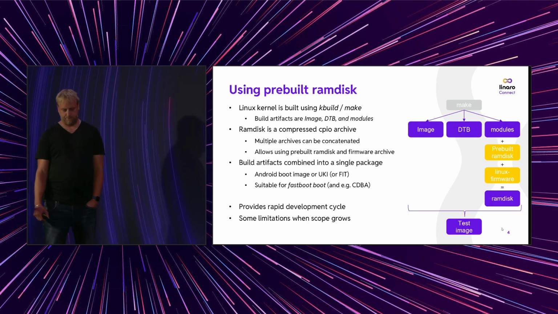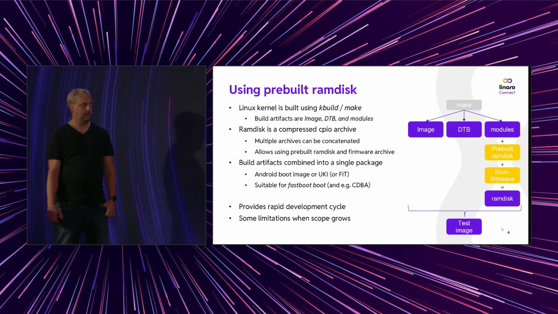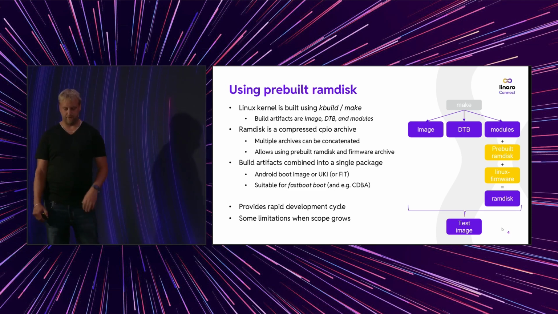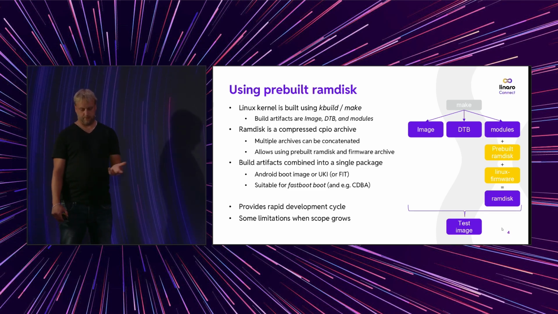So the way we used to do kernel development for many years in the Qualcomm upstream community is that we use some form of RAM disk for our testing. So the kernel is built using the standard Kbuild and make mechanisms. Many people have some sort of convenience wrappers around that, but it's pretty much the kernel build system straight off. The RAM disk is a compressed CPIO archive.